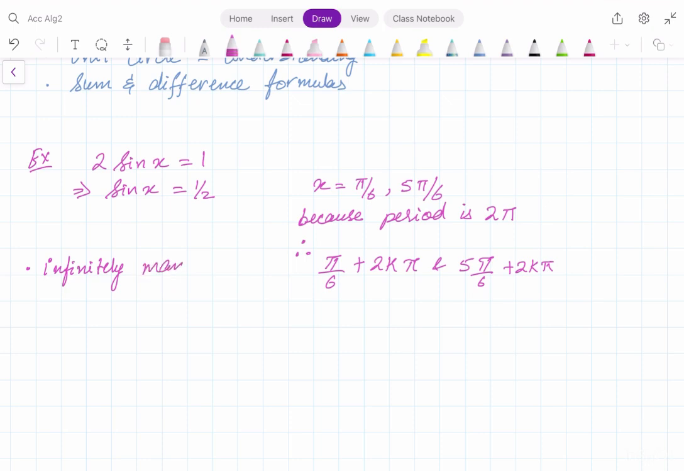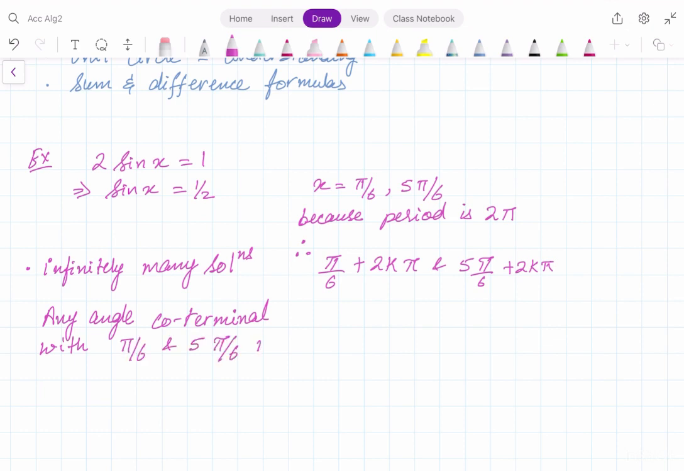let me rewrite it again. So infinitely many solutions. Any angle that is coterminal with these two angles, that means pi/6 and 5 pi/6 for this particular problem, will also be a solution for this particular problem.